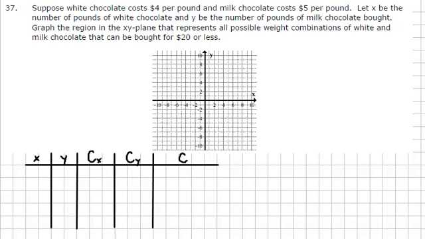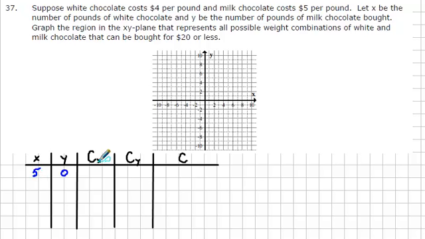So what are some possible combinations? Well, what if we decided that we wanted to buy as much white chocolate as possible, but we didn't want any milk chocolate at all? Since we didn't want any milk chocolate, we would put 0 in the y column. And then in the x column, we'd have to use the fact that white chocolate costs $4 per pound, and we don't want to spend more than $20. So if we take $20 and divide by $4, that gives us 5. And so that indicates that we could buy 5 pounds of white chocolate.